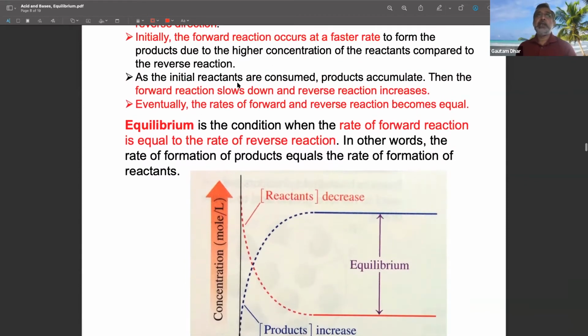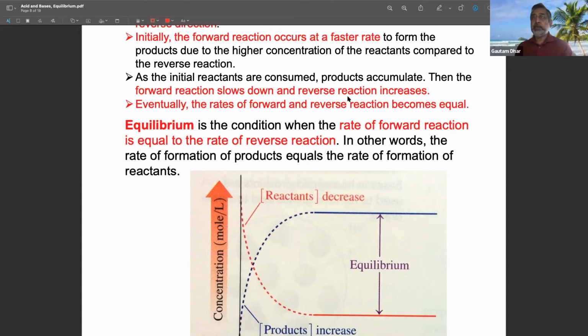So as the initial reactants are consumed, the initial forward reaction is faster at the very beginning, as you can see from the slope, and it gradually decreases. And the reverse reaction gradually increases because you have more and more of the product, and it's going to react faster and faster. And eventually the 2 rates become equal. So as the initial reactants are consumed, products accumulate, the forward reaction slows down and the reverse reaction increases. This is another way of saying the same thing.